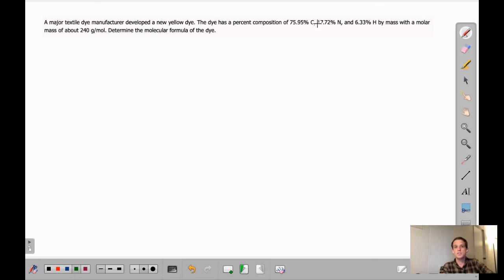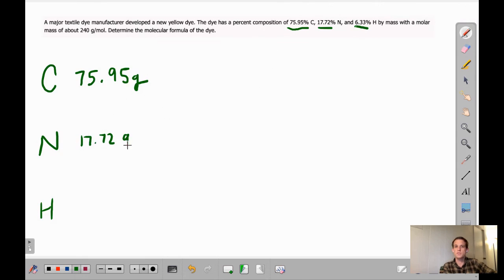Okay, the dye has a percent composition of 75.95% carbon, 17.72% nitrogen, and 6.33% hydrogen. So our first step is to identify the elements present: carbon, nitrogen, and hydrogen. Our second step is to make the assumption that it is a 100-gram sample. So we can now think of 75.95% as 75.95 grams, 17.72 grams, and 6.33 grams.